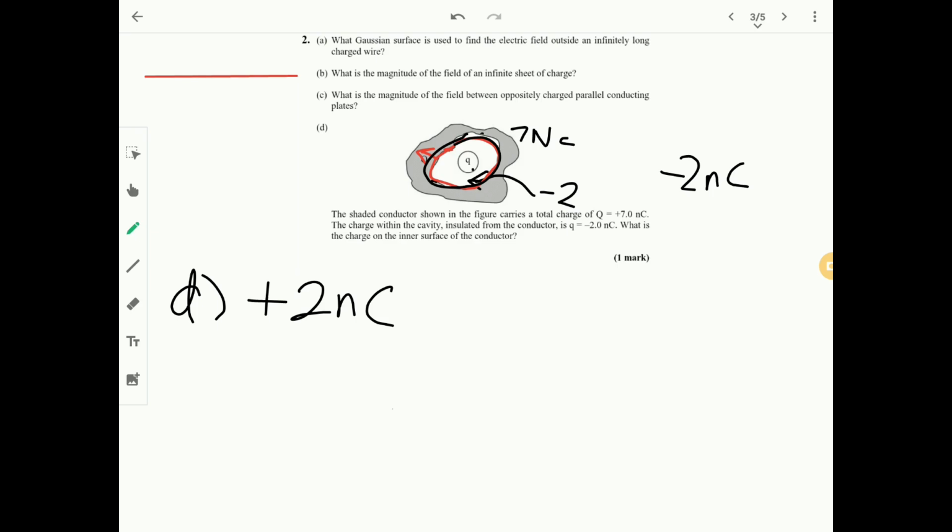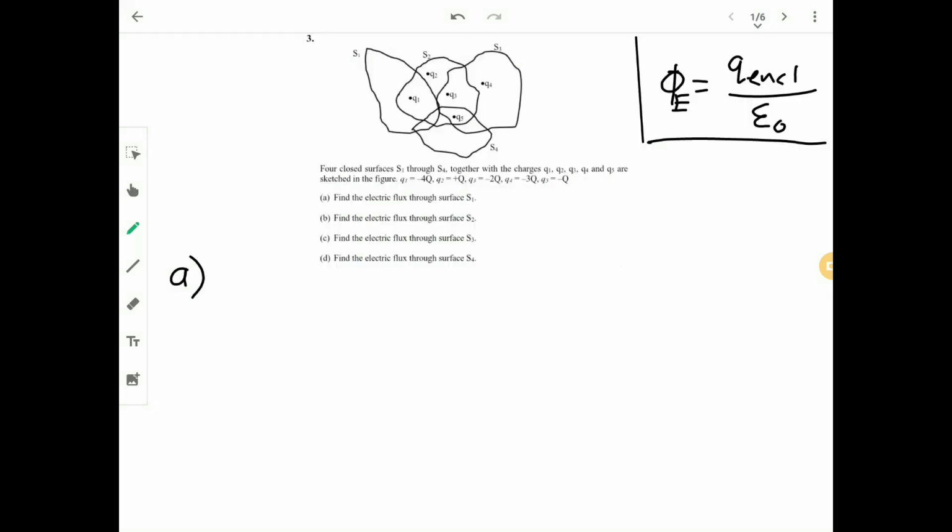Because when I put -2 worth of electrons, the same number of electrons will be repelled, leaving +2 nanocoulombs worth of protons left here. So we'll have a positive charge. And that's numbers 1 and 2 done. Let's move on to number 3.